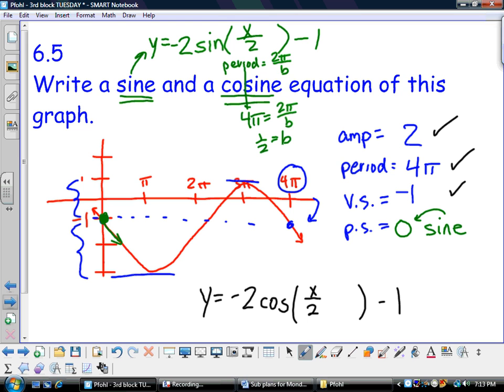But cosine graphs don't usually start at 0. They usually start at either the top or the bottom. And if we're using a negative 2, it means it would start here at the bottom. So what's the phase shift if this is a cosine graph? Instead of starting at 0, this graph starts at pi. So the phase shift is pi for the cosine graph.